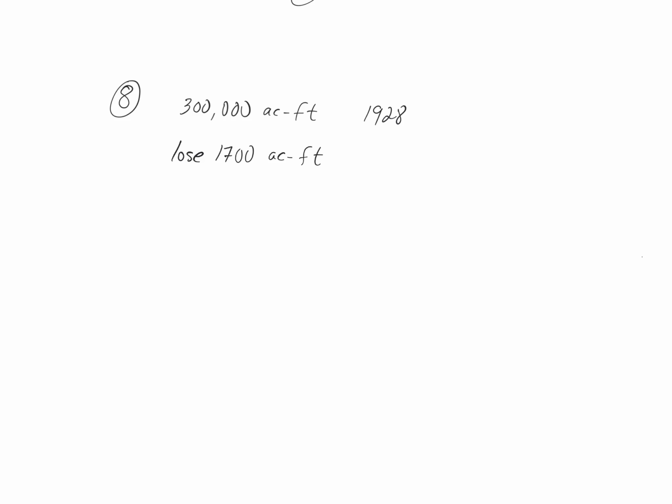And so it asks us which of the following could be a graph of the reservoir's capacity in acre feet as a function of time. Well, if you're losing 1,700 acre feet per year, that's a rate that is constant, and that's kind of like a slope. And so we're going to have a graph that looks something like this. We're going to start with 300,000, little k for 1,000, and we're going to slowly drop like that, 1,700 acre feet per year. So the answer to number 8 is A.